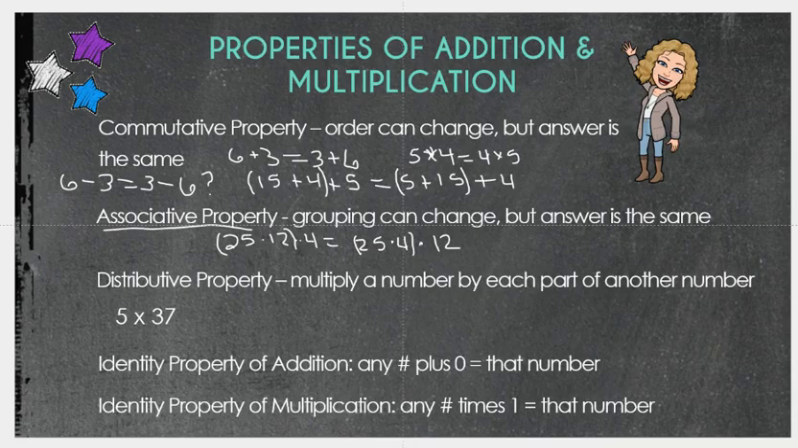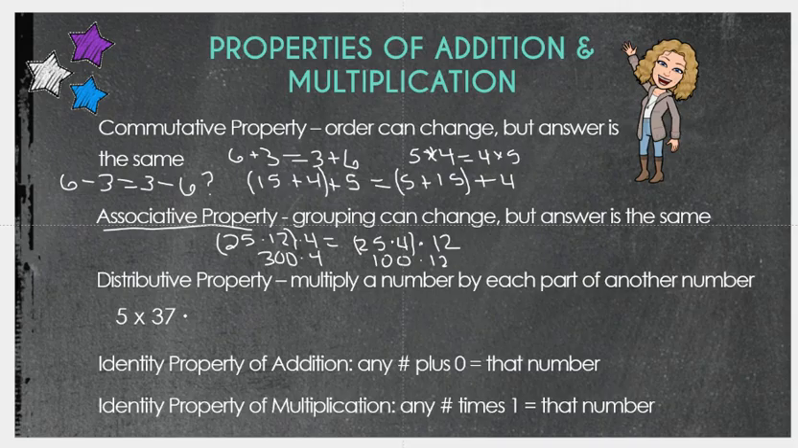No matter which way I do it, 25 times 12 first, which gives me 300, and then multiply by 4, or make it a little easier in my head, 25 times 4 is 100, and then times 12, I will get the same answer. So that is the basic premise of the associative property, that I can just group them differently and I'll get the same answer.